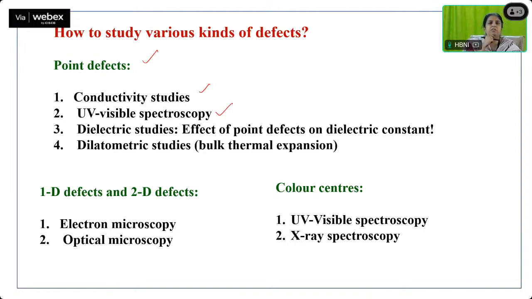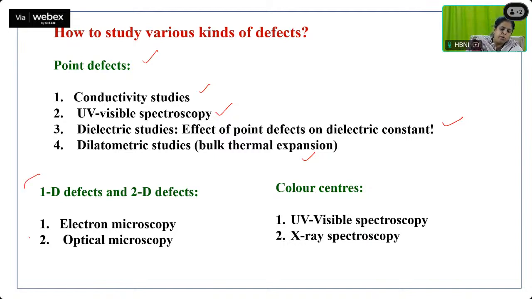I can do UV visible spectroscopy because the defects that I am introducing will create another level in your energy diagram. So that can influence the absorption and emission characteristics of the material. Dielectric studies: the dielectric constant of the material can change. Dilatometric studies: dilatometry is nothing but studying the thermal expansion of the material.